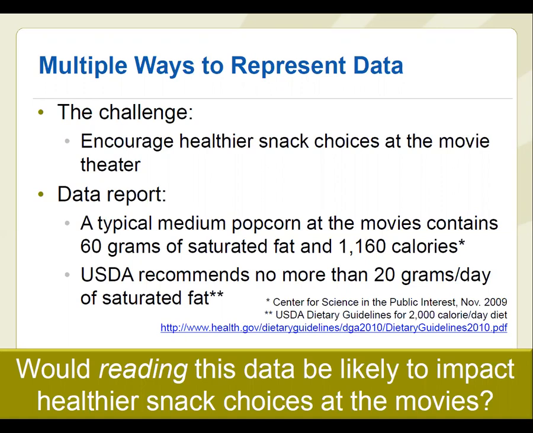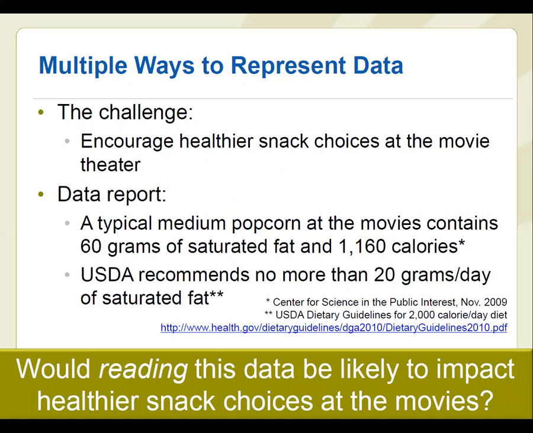And it says a typical medium popcorn at the movie contains 60 grams of saturated fat and 1,160 calories. The second bullet says the USDA recommends no more than 20 grams per day of saturated fat. So this is a common way that we present data in narrative form. It uses bullets to break up the text. We love bullets. It provides more white space, which they always say is a great thing to do.